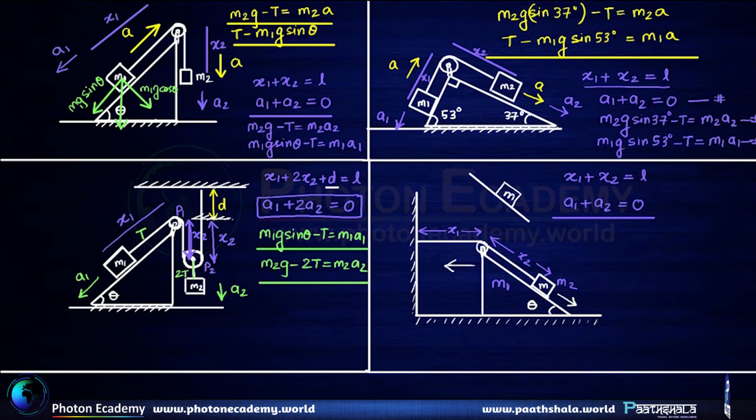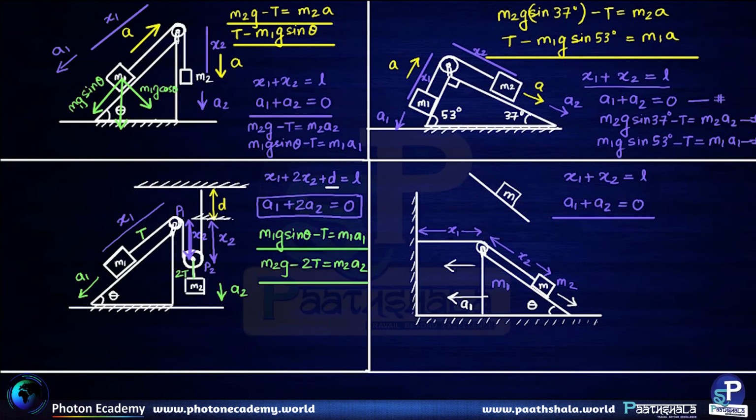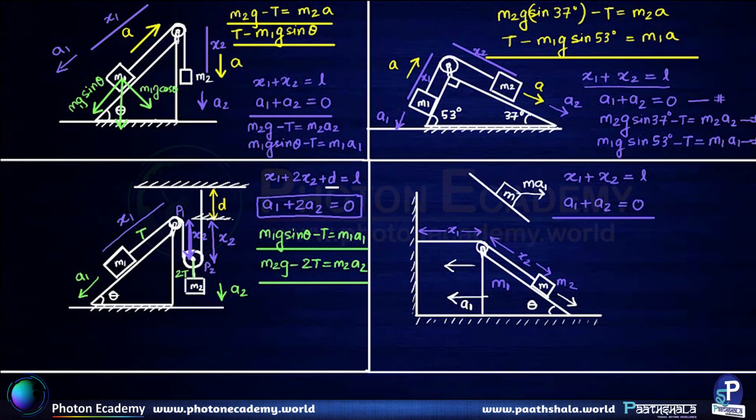So let us assume that the acceleration a1 is the acceleration of the wedge m1 towards the left hand side. Then the pseudo force that will be applied on mass m will be towards the right hand side and will be equal to mass m into a1. So this pseudo force will have a downward component which will be m a1 cos theta.